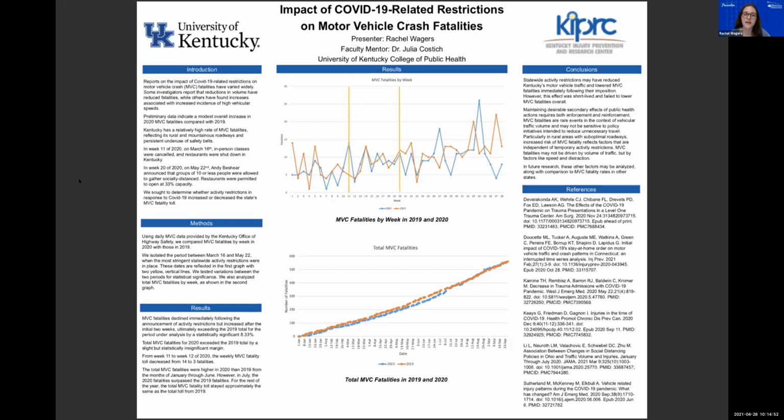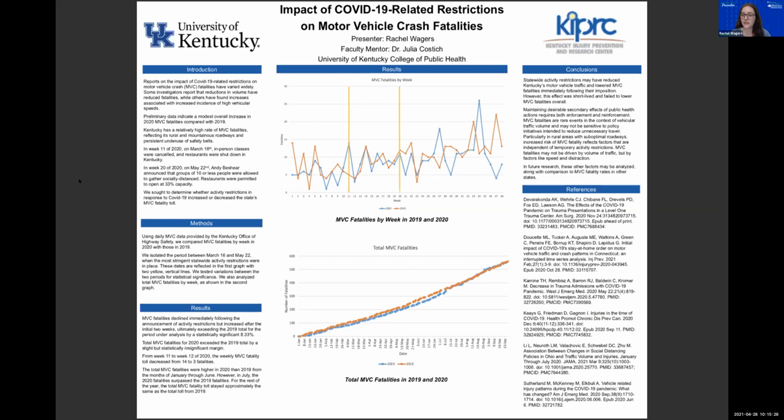So some preliminary data does indicate a modest overall increase in the 2020 MVC fatalities as compared with 2019. And also, Kentucky has always had a relatively high rate of MVC fatalities, and this is due to our mountainous roadways, our rural areas, and also a persistent underuse of safety belts and other safety precautions on the road.